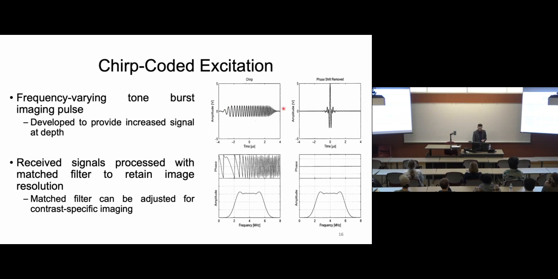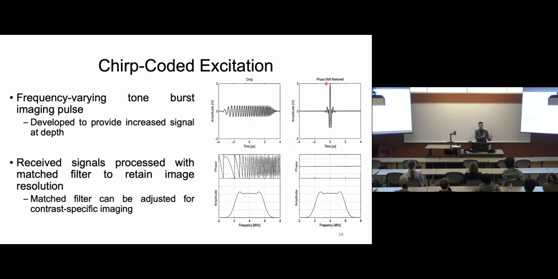Now, in order to retain a good axial resolution, match filters are applied to the retained signal. So it's sort of like here, the bandwidth between a chirped imaging pulse and a standard imaging pulse are the same. It's just the time and frequency at which each of the individual components is varying. So the match filter basically collapses that down, and so you essentially use this signal when doing the delay and sum beamforming process to form the image.